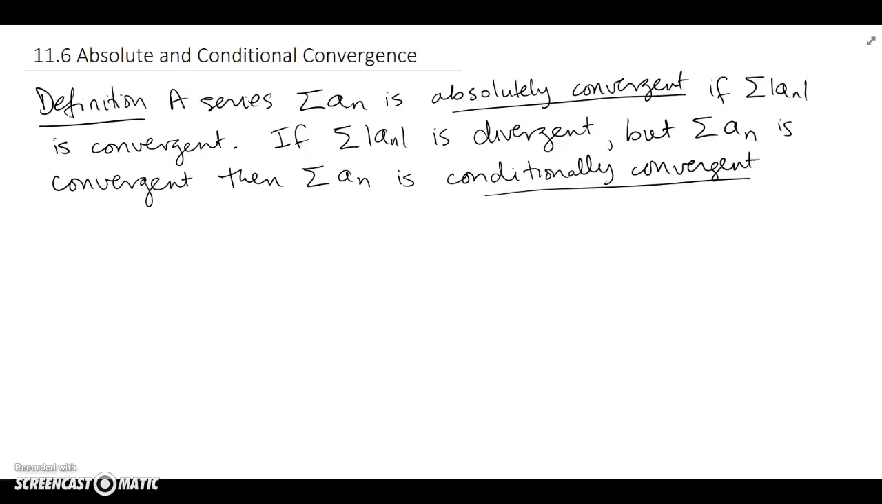Okay, so in class we said that by definition a series is absolutely convergent if its absolute value series, the series in absolute value form, is convergent. If the absolute value version is divergent but the series itself is convergent, then the series is conditionally convergent. Let's break this up so that it makes sense and you can digest it better.